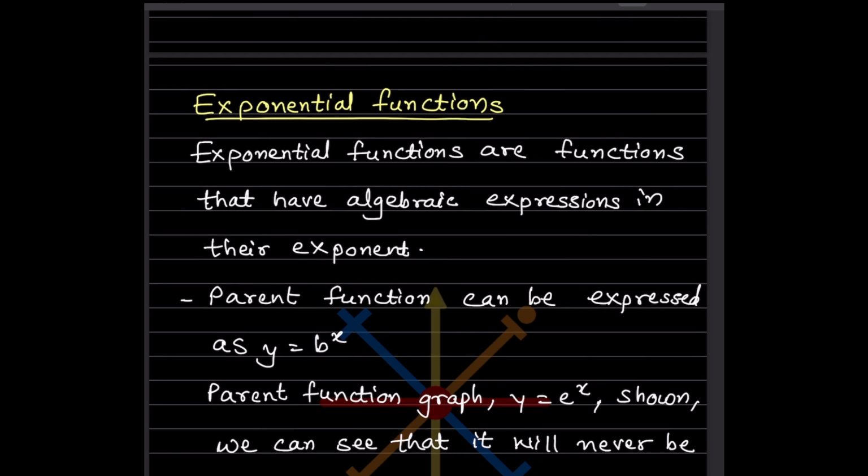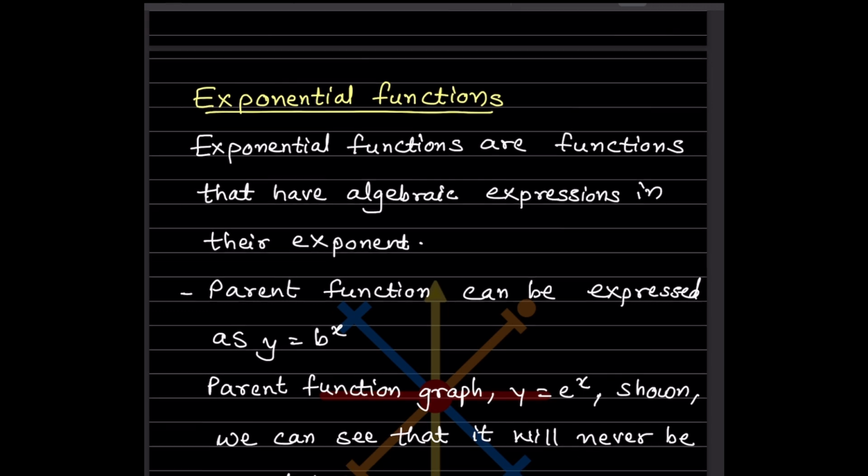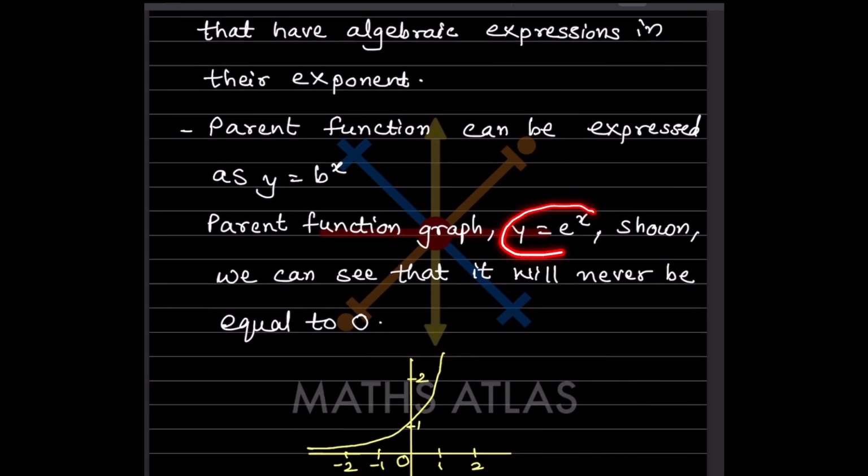Now let's see the exponential function. Exponential functions are functions that have an algebraic expression in the exponent. In the exponent means, whenever I write here 3 raised to 3, this is the exponent. So here they have, in place of this, the algebraic expression. That is the parent function, can you see here, y is equal to b raised to x. So this is an exponent. When you draw the parent function graph, you write y is equal to e raised to x.